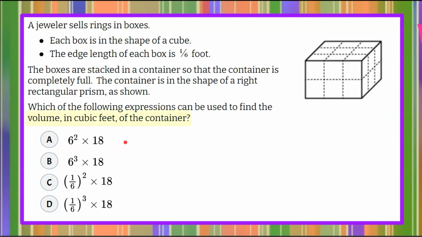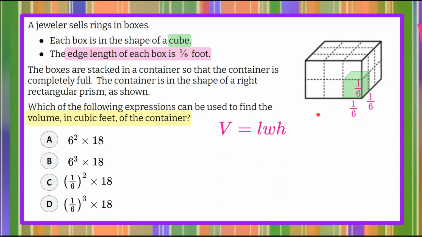Welcome back. So we're finding the volume in cubic feet of this entire container that's holding boxes. So the jeweler is selling ring boxes, and each one of these little dashed lines shows a box. We're told that each box is in the shape of a cube. So a cube has every edge the same length. We're told that the edge length of each box is 1/6 of a foot. So here's one ring box inside our container, and it has an edge length of 1/6 of a foot. So 1/6, 1/6, 1/6.